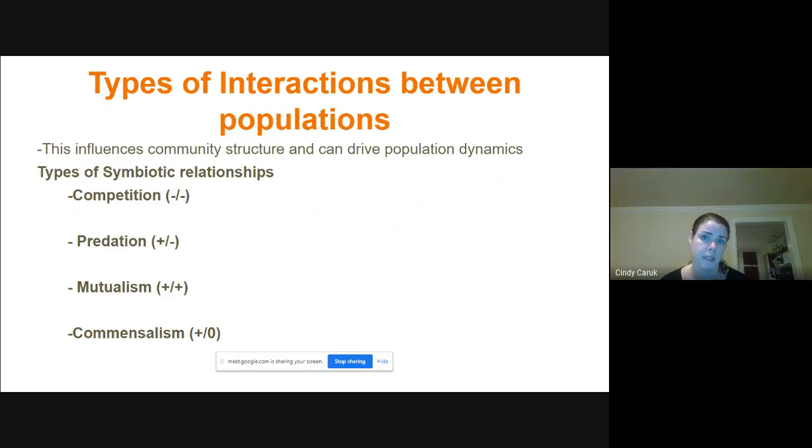So mycorrhizae, the fungus that wraps around the roots of trees, is going to increase the absorption of water and minerals, and the trees give it sugar. Lichen, which is a fungus, Ascomycota, and either a green algae or cyanobacteria. So the green algae or cyanobacteria do photosynthesis, they provide sugar.